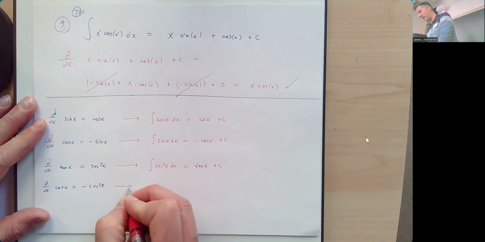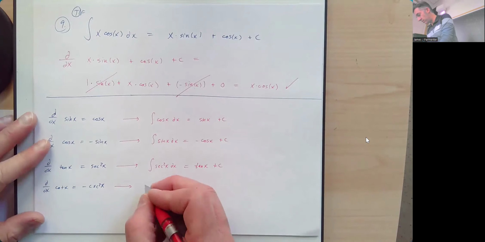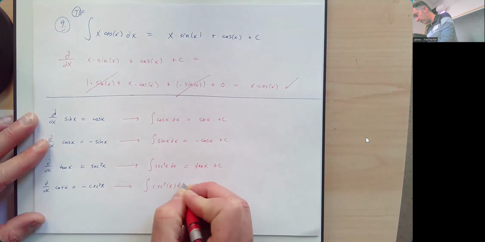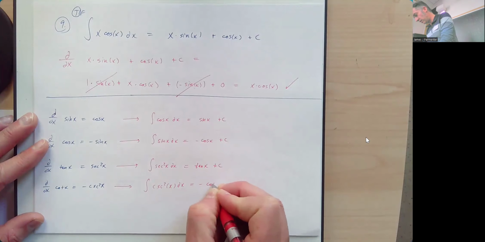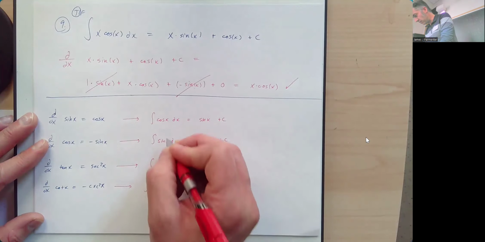And then we don't like to take the antiderivative of the negative thing. We like to move the negative to the other side. So instead of saying the antiderivative of negative cosecant squared is positive cotangent, we like to say that the antiderivative of cosecant squared is negative cotangent. Antiderivative of cosecant squared of x dx is negative cotangent of x plus c. I like parentheses.